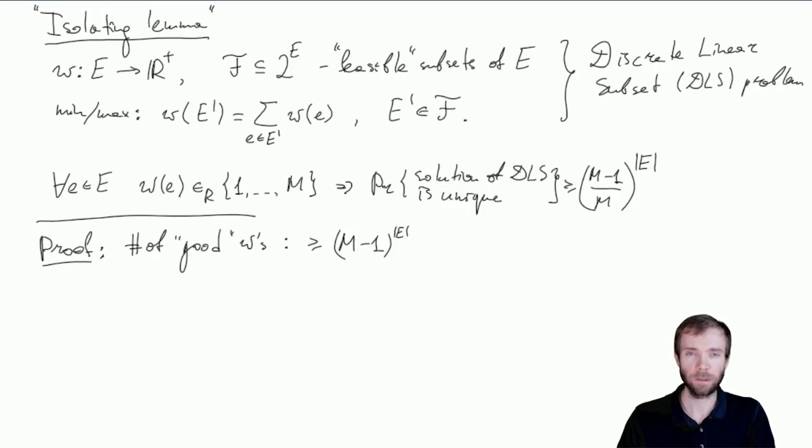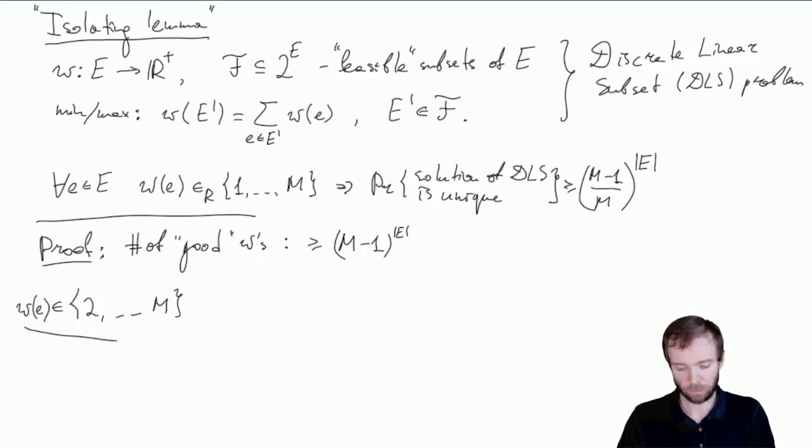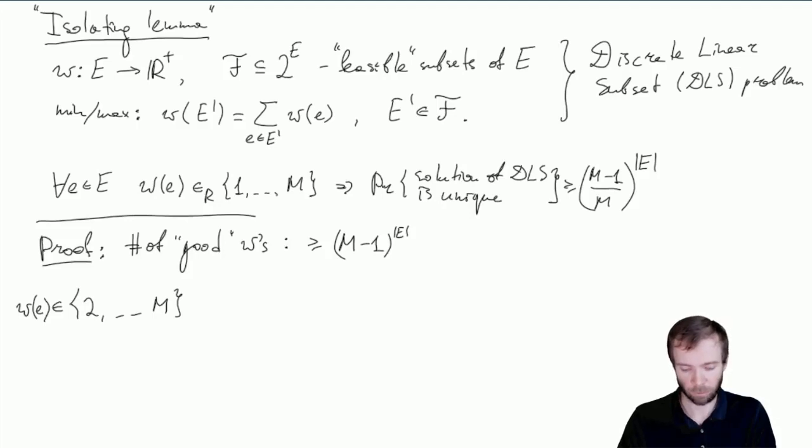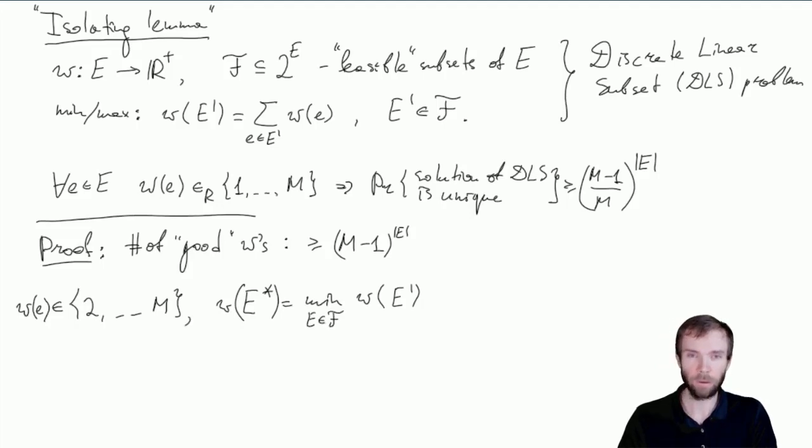To prove this bound, we'll construct explicitly a good weighting function out of an arbitrary weighting function that takes values only from 2 to m. So assume that for every edge, our function w maps this edge to something greater than 1. Now let's take a solution to our DLS problem with this weight function. This solution does not need to be unique, so we just take any solution of the minimization problem. Let's call it E star. So we know that the weight of E star is equal to the minimum over the weights of all feasible subsets. And now let's tweak our weight function so that this not necessarily unique solution becomes a unique one.